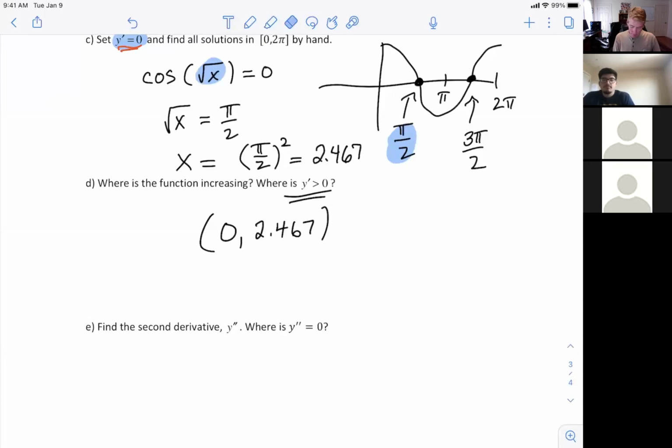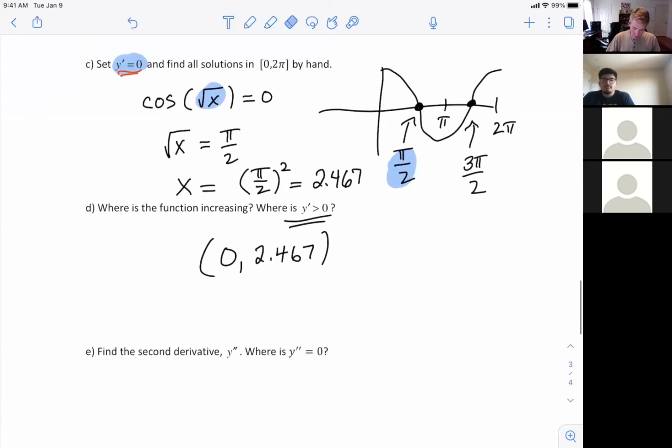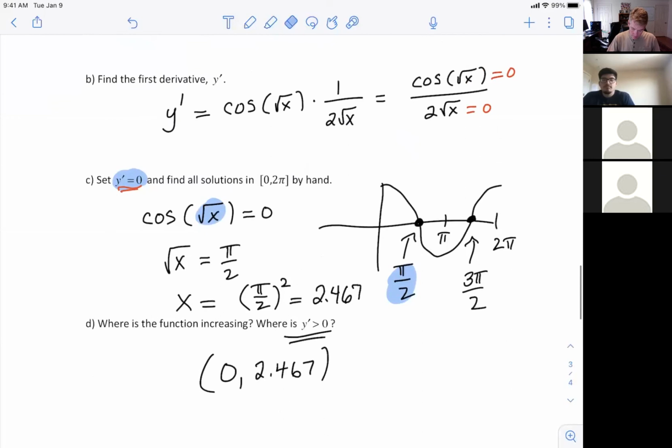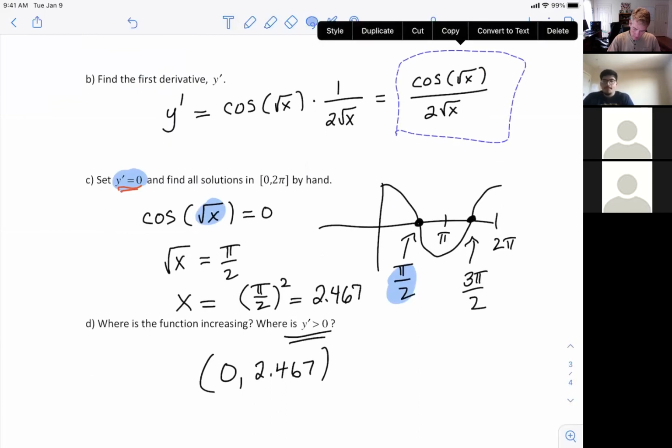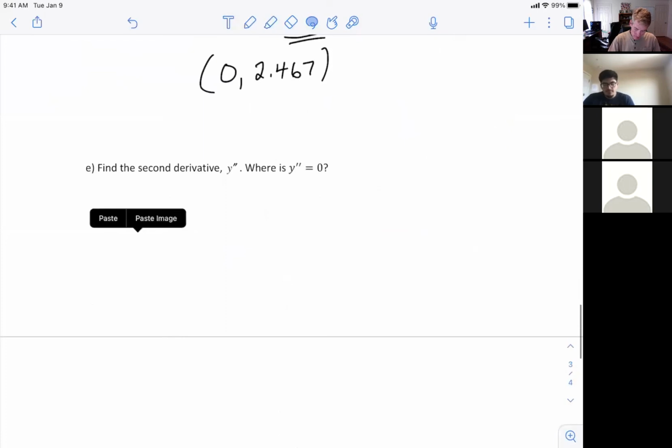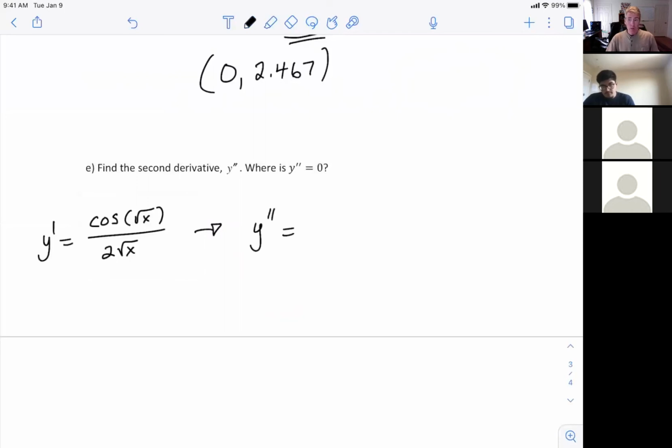And then I didn't know if we were going to have time for this one, but I just thought that would be fun. What about the second derivative? So right here is where I have the first derivative. And then what about the second derivative? Well, we only have 4 minutes, so I'm gonna have to go fast.